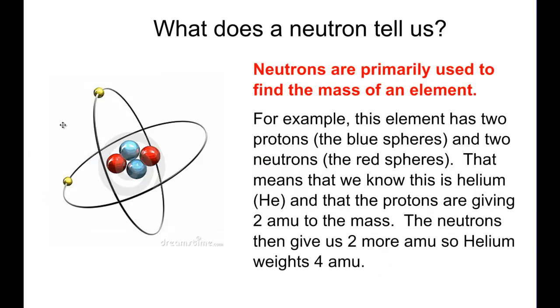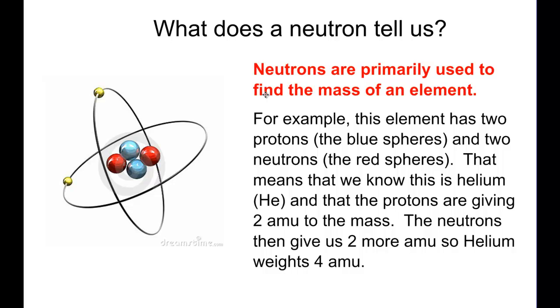So what does a neutron tell us? What is it useful for? All right, neutrons are primarily used to find the mass of an element. All right, this is different than the protons or the electrons. Protons, as a reminder, are used to find what type of element it is. So if you have 1 proton, then it is hydrogen. If you have 2, it is helium, and so on. All right. Now, while protons contribute to the mass, they're only part of it. So we use the neutrons to figure out the rest.